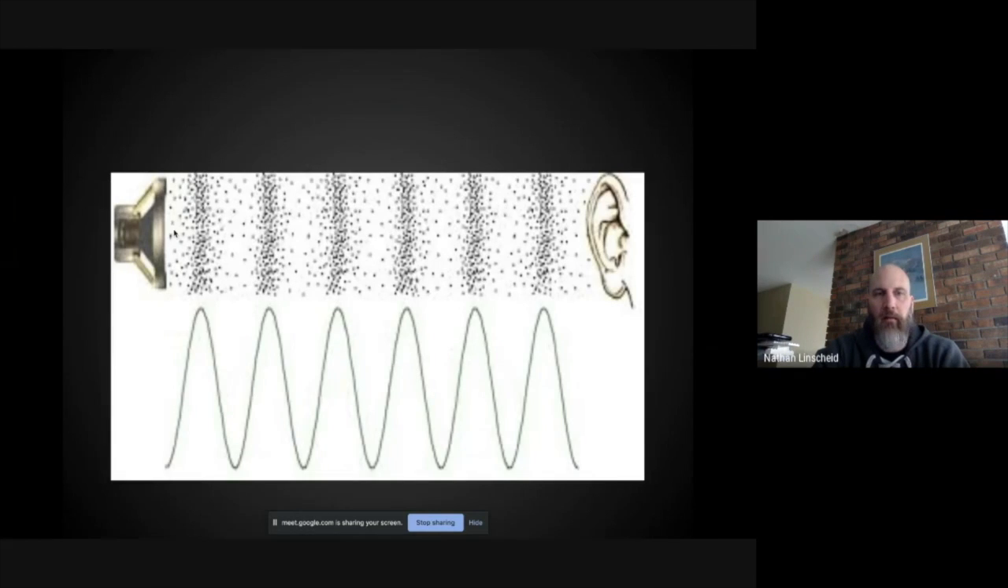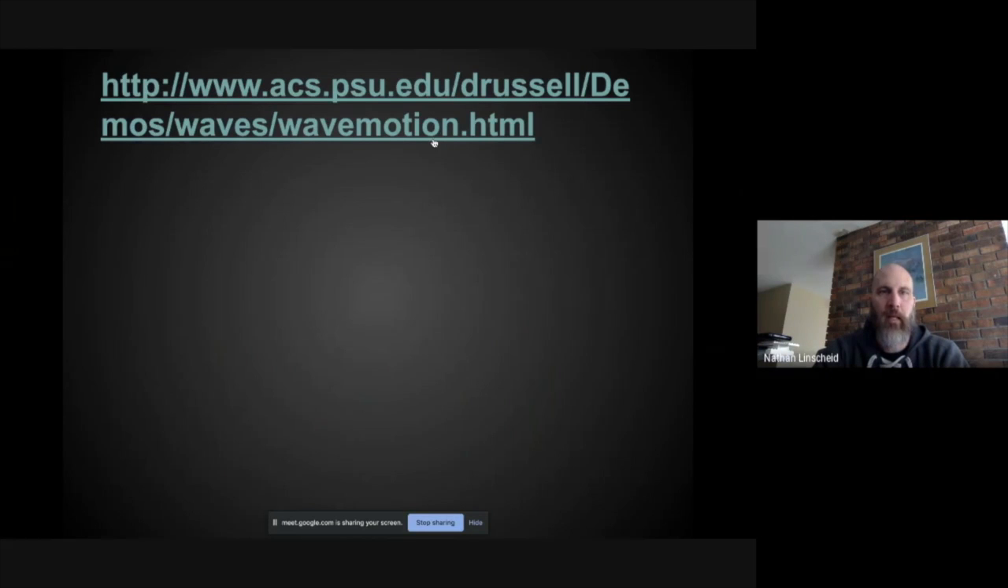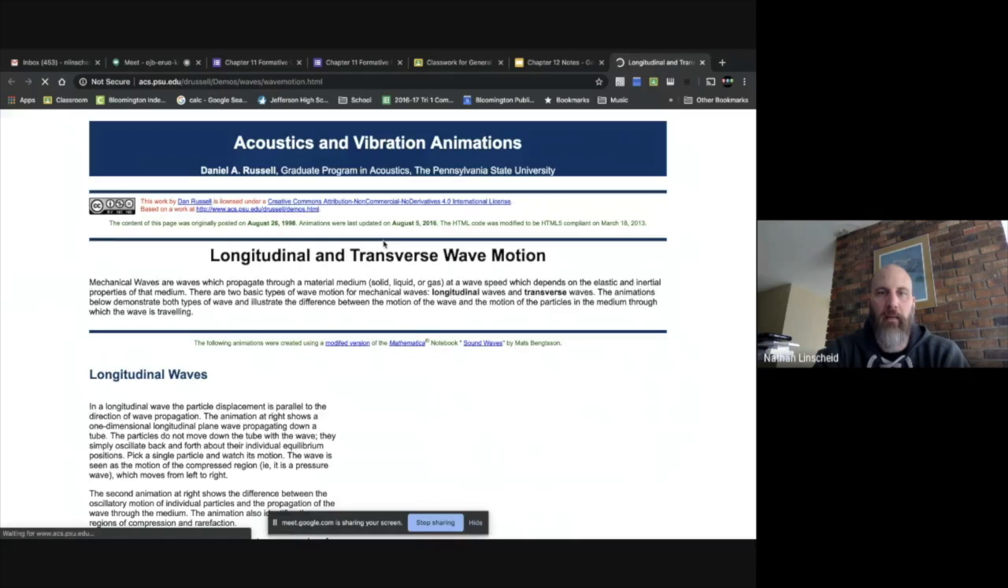And so here is a picture that sort of shows that. Here's a speaker, and the compressions of the air molecules, you can see them get closer together, and then you can see the places where they are apart. Then it goes in your ear and vibrates your eardrum, and your brain interprets those different vibrations as sound. This is a cool demonstration of this.